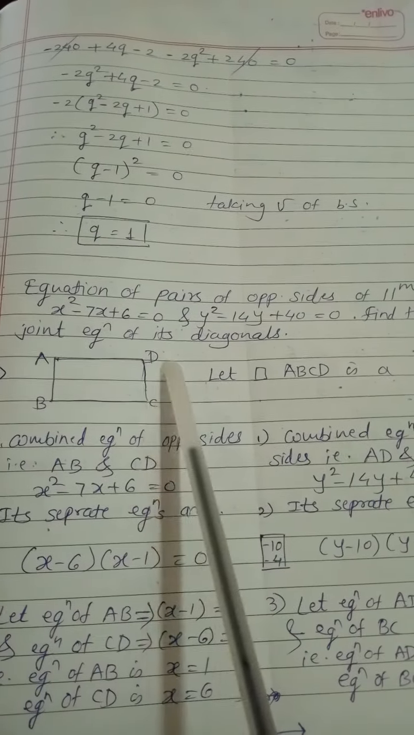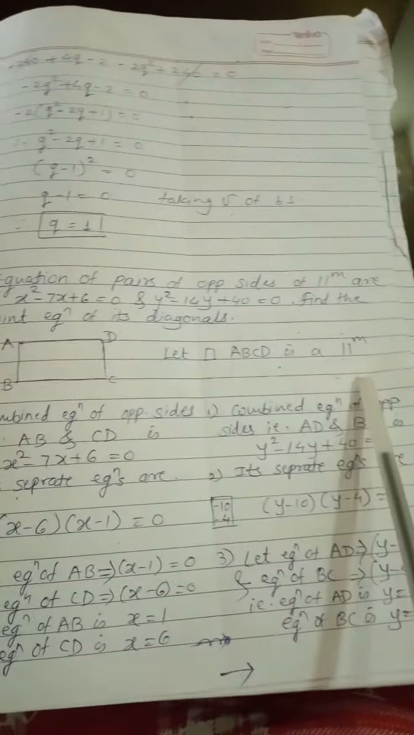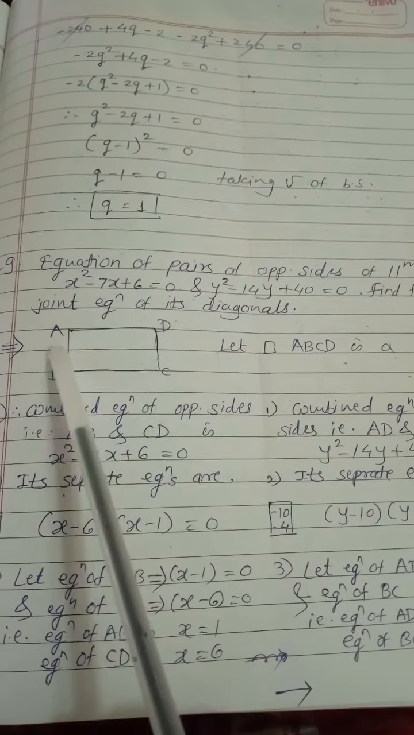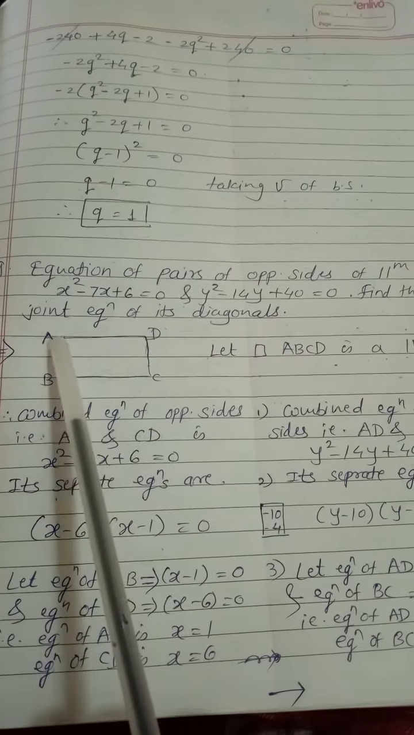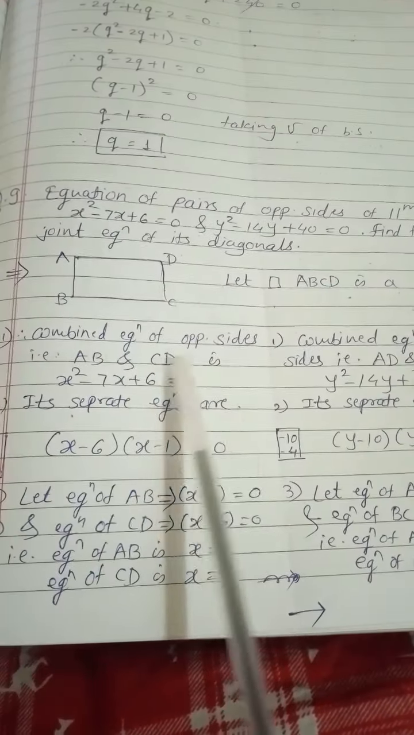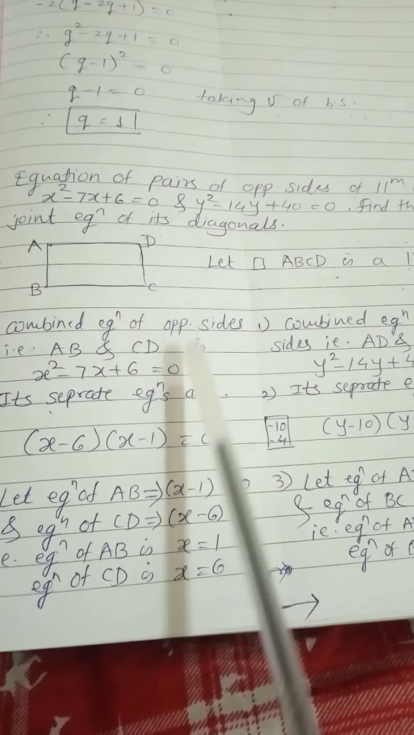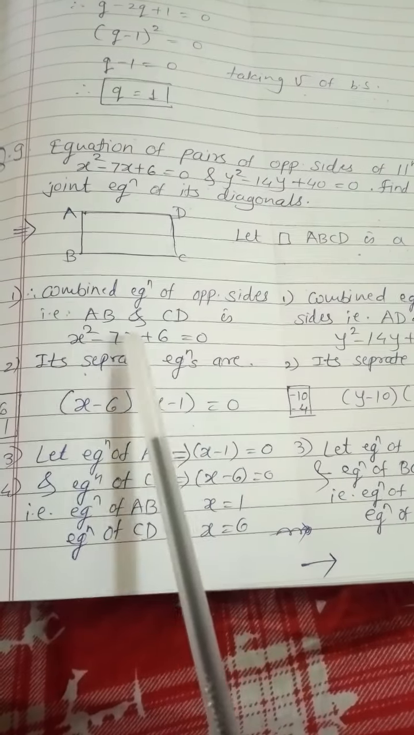So I draw here a rough figure of a parallelogram. Suppose ABCD is a parallelogram, and so the combined equations of the opposite sides. Now see the opposite sides. Opposite sides are AB and CD, and the next pair are AD and BC. So we divide the equations in this example into these two parts. First we take the combined equation of these two opposite sides, AB and CD, which is given, that is x square minus 7x plus 6 is equal to 0. And we are going to find the separate equations from this equation.